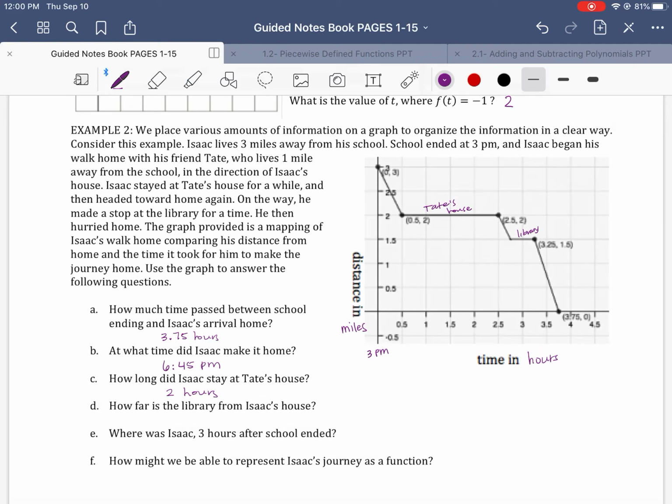And we could continue answering these questions. They're just relating to this graph. I'm going to kind of jump ahead. But see if you can answer those last few questions. I'm going to jump to F. It says, how might we be able to represent Isaac's journey as a function?